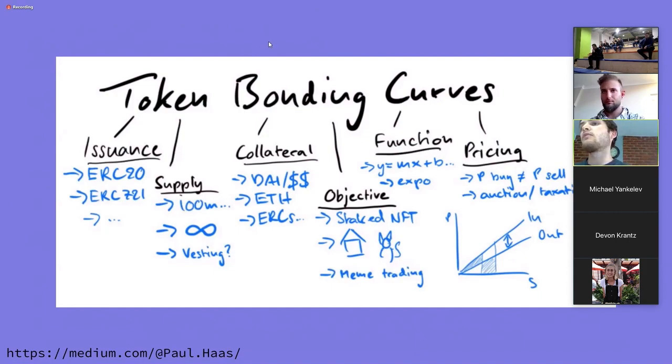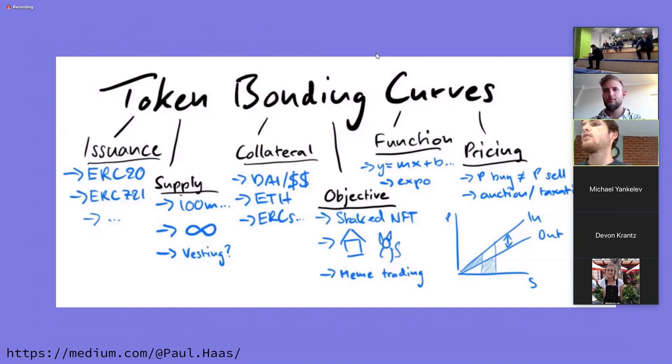You can also decide on the function. We've shown you some linear curves. It doesn't have to be a linear curve, it can be exponential. It just has to be a positive curve. So as your supply increases, your price has to increase. And in the examples later, you'll see that we could have something a bit more complex. Maybe you want the market to eventually flatten out. So at the beginning, you want a steep curve, quickly increasing price, but as the market matures, you want to have the value of the token stabilized. That could be something we decide.